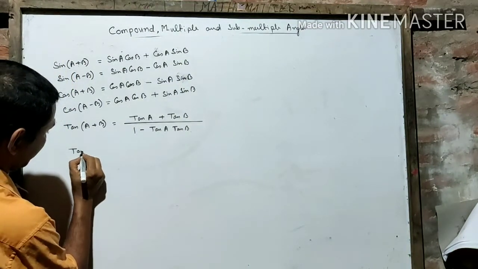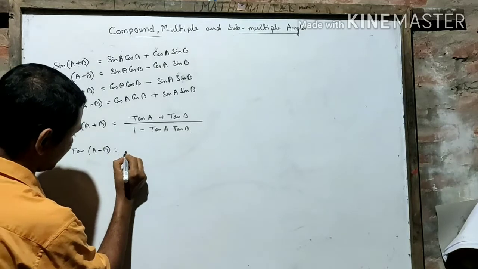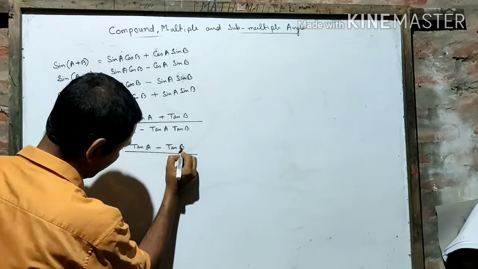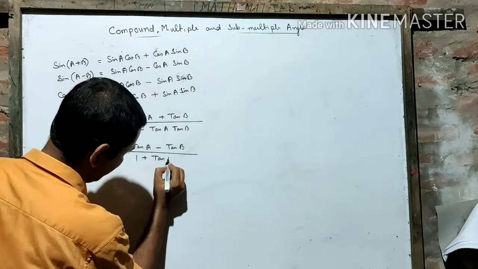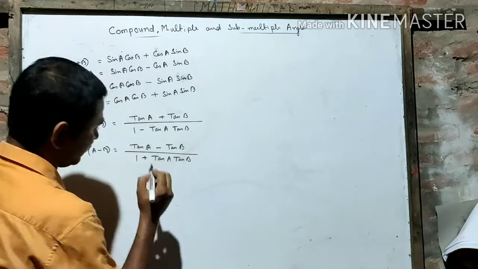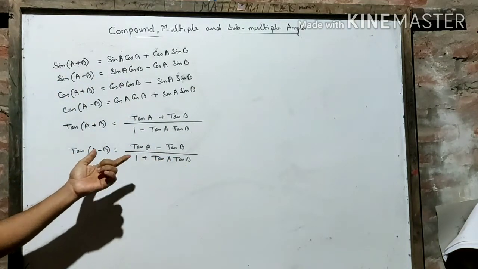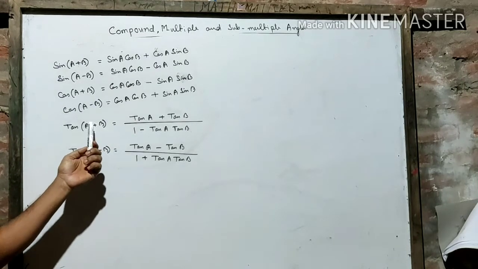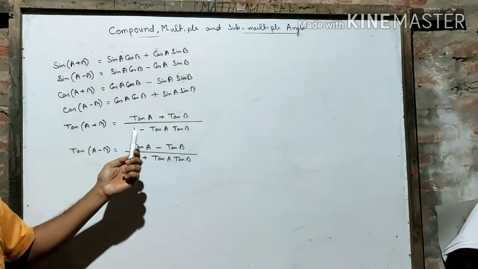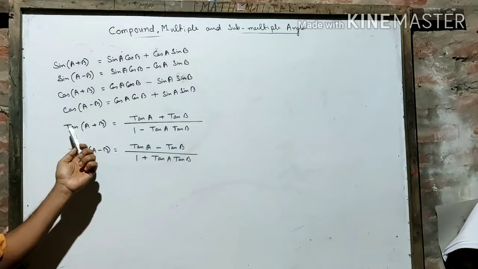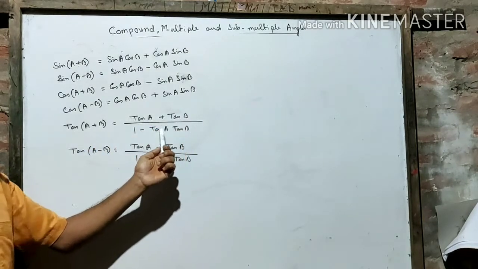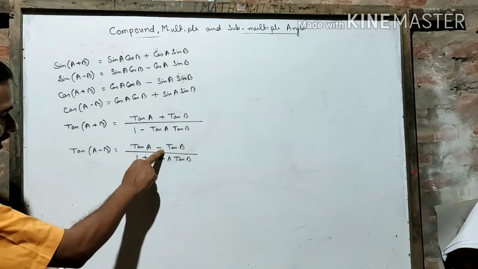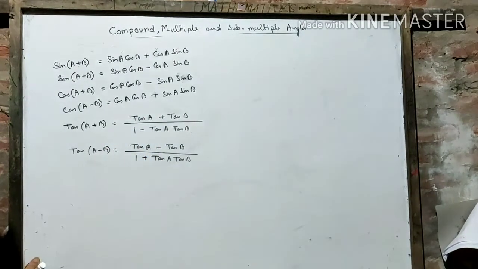Then tan of A minus B is equal to tan A minus tan B divided by 1 plus tan A tan B. For tan A plus B, for plus, the numerator has plus and the denominator has minus: tan A plus tan B is in the numerator and tan A tan B in the denominator. Almost the same structure, the only change is that for minus, there will be minus in the numerator and plus in the denominator.